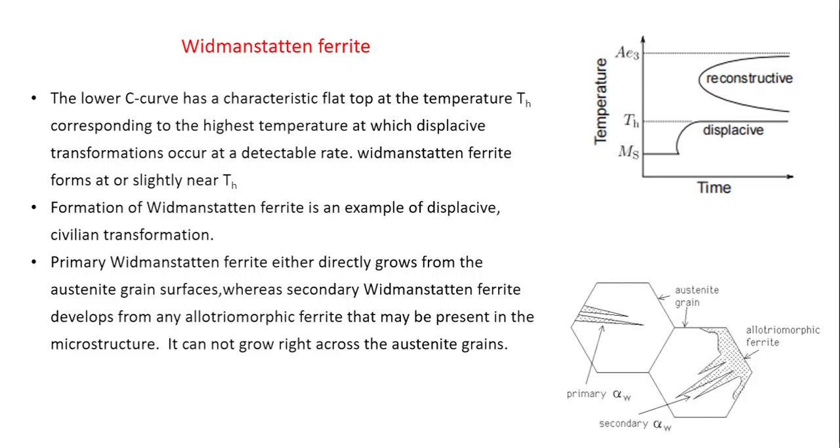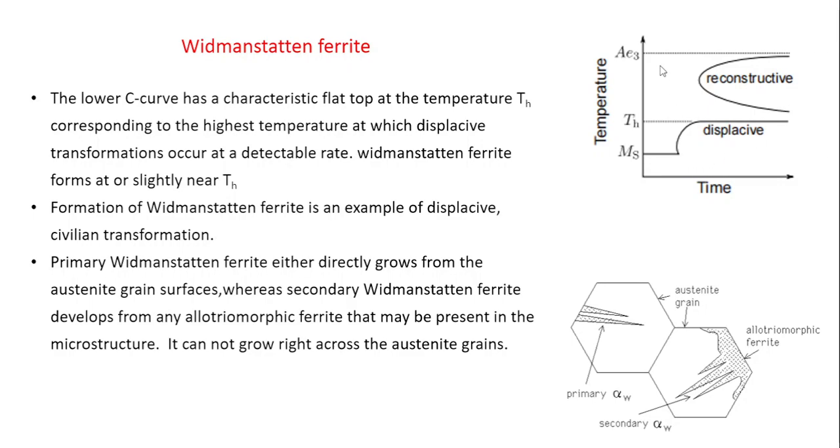Widmanstatten ferrite. The formation of Widmanstatten ferrite is an example of displacive and civilian transformation.